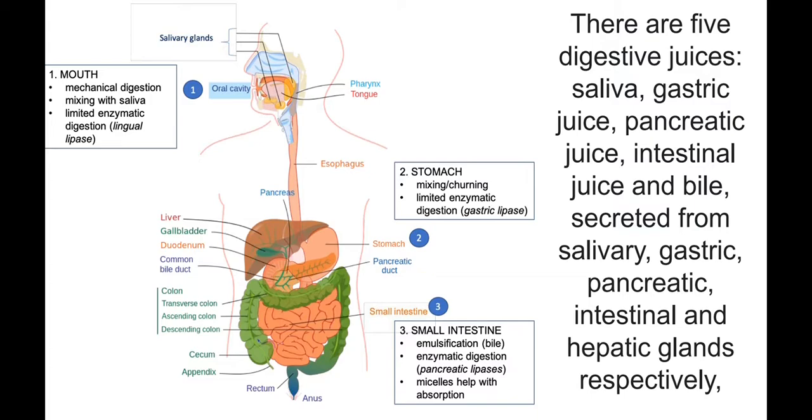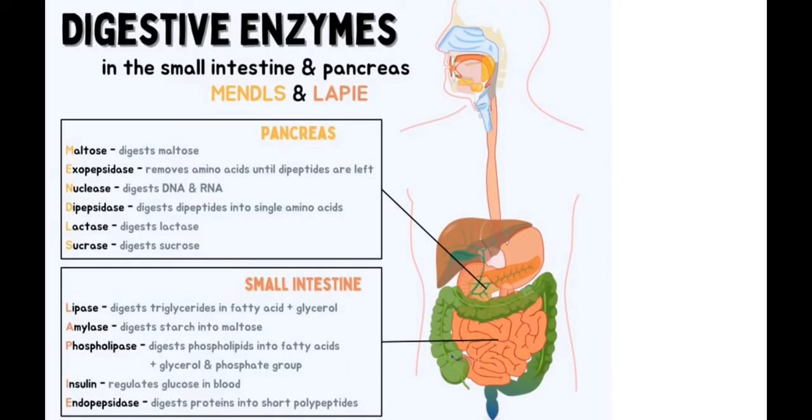In total there are five digestive juices: saliva, gastric juice, pancreatic juice, intestinal juice, and bile, secreted from salivary, gastric, pancreatic, intestinal, and hepatic glands respectively. In the digestive system, digestion goes under the action of enzymes. Here the list of enzymes is presented. I will not go too much into the details, but you can read this list of the enzymes.